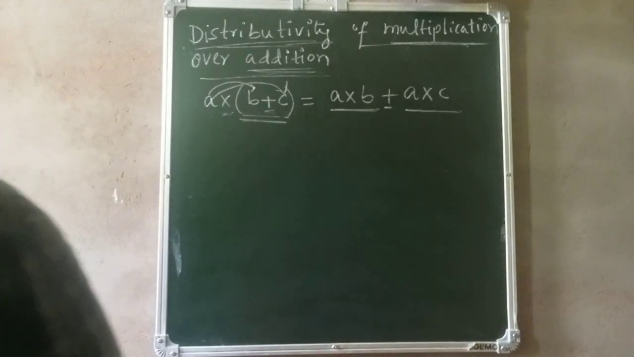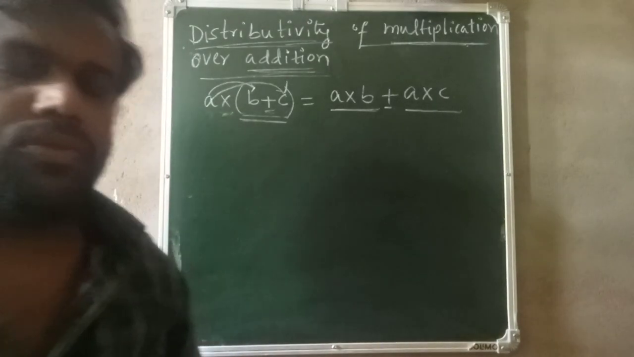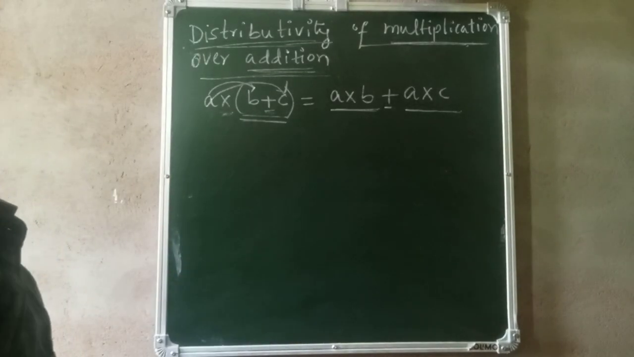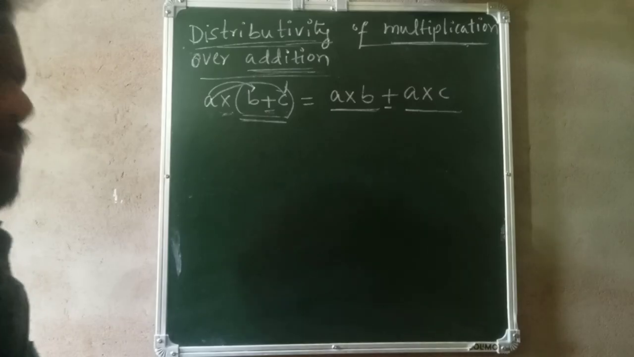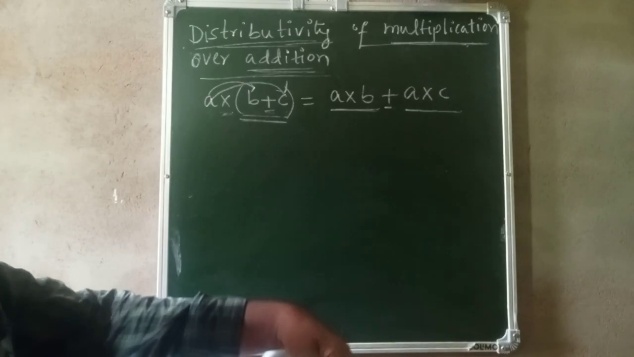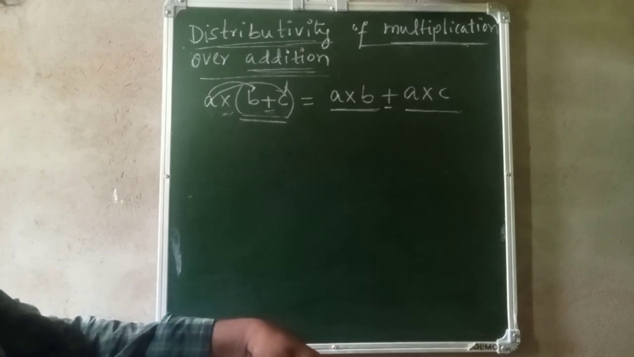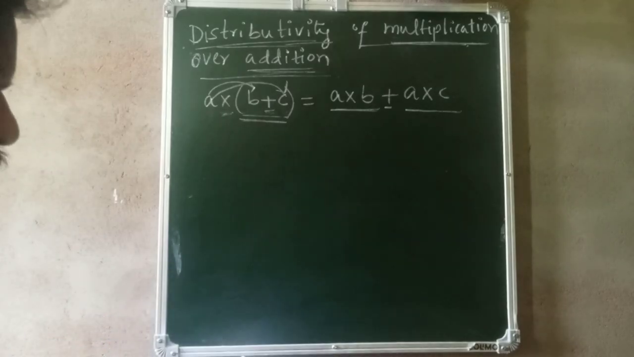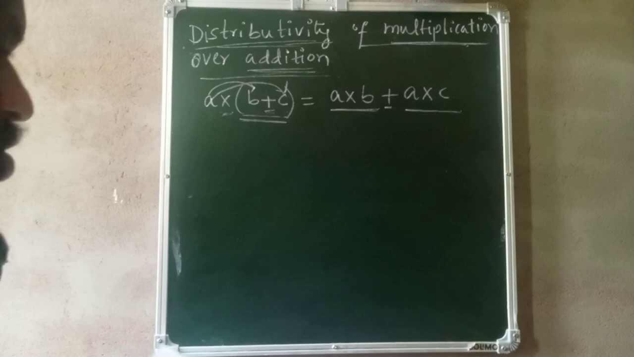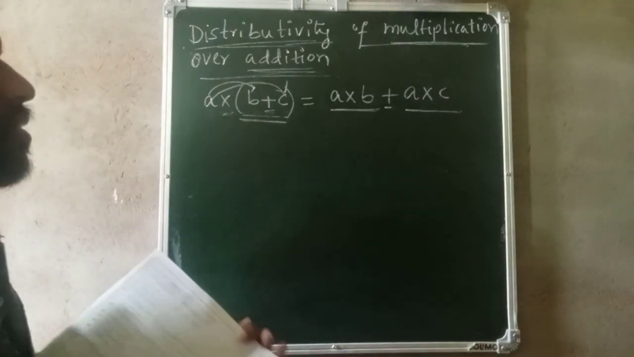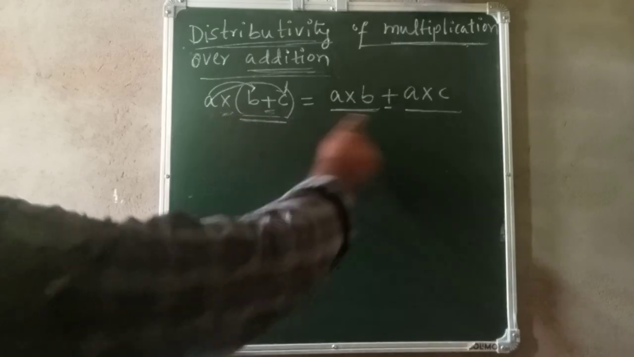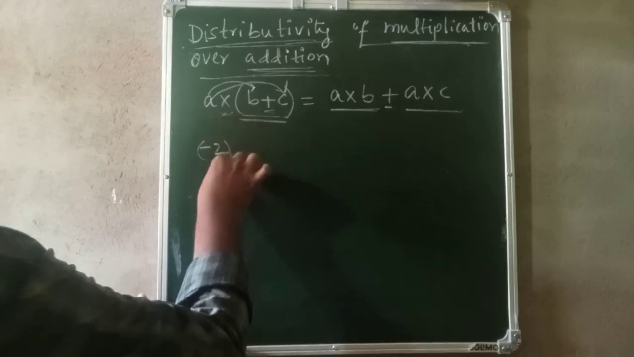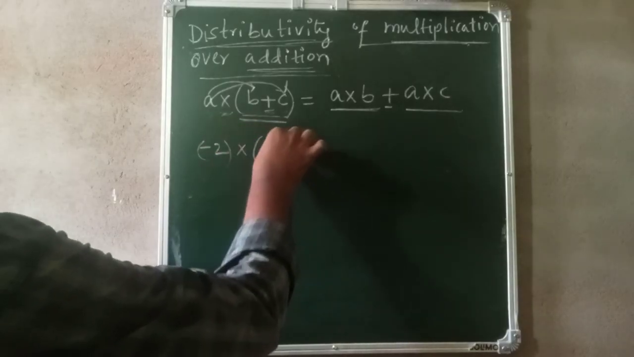Now next what we do, we will check whether this property is correct or not by taking different numbers. First, I will take an example, you will understand. So where this is useful for multiplication. One example, for example, minus 2 into (3 plus 5).